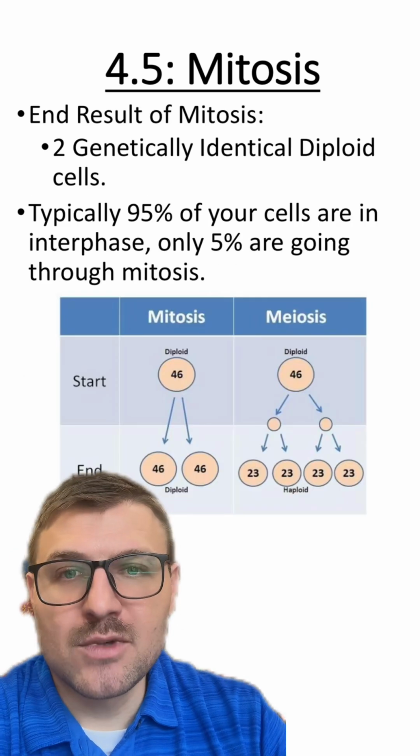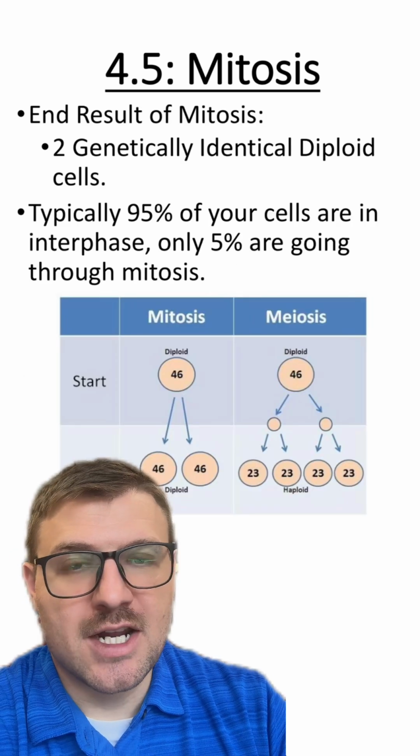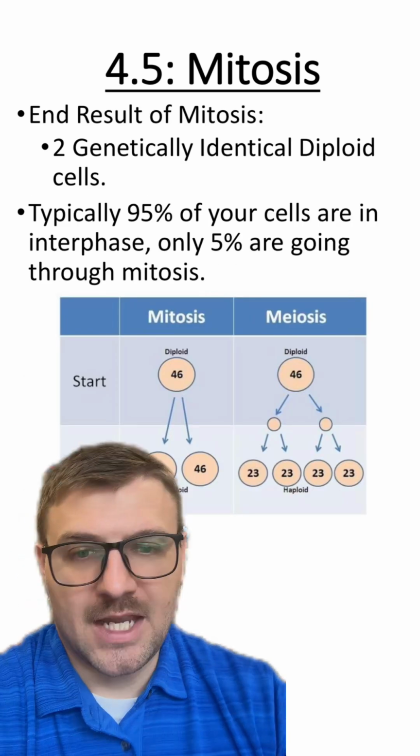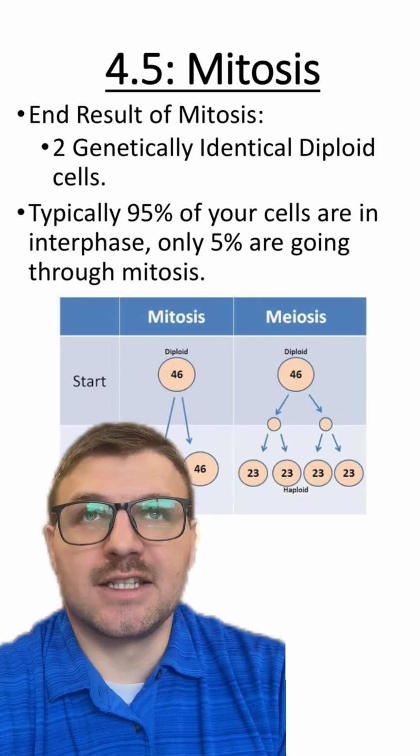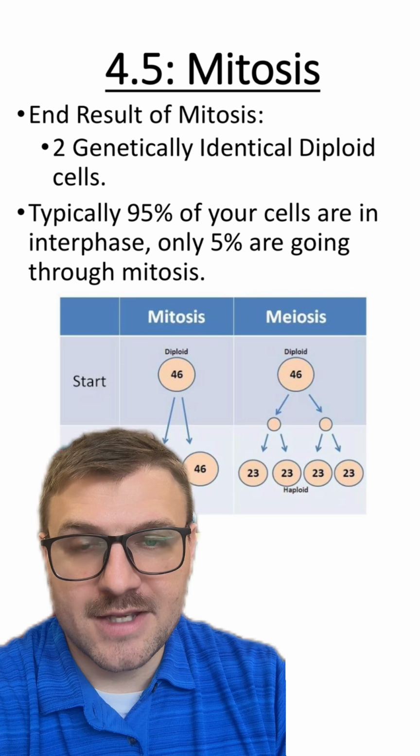nucleus. Now, the end result of mitosis is going to be 2 genetically identical diploid cells. And this should, again, make sense because we're creating body cells. We don't want to have genetically different cells within your body cells.